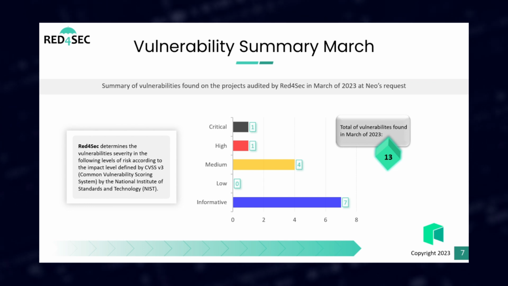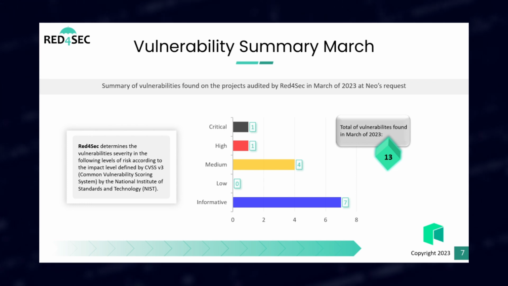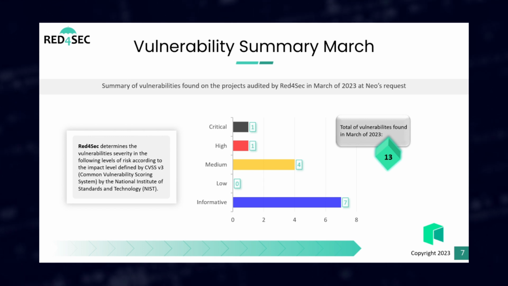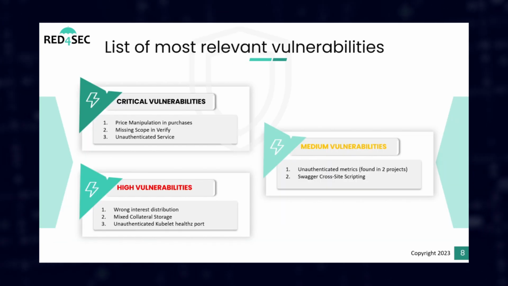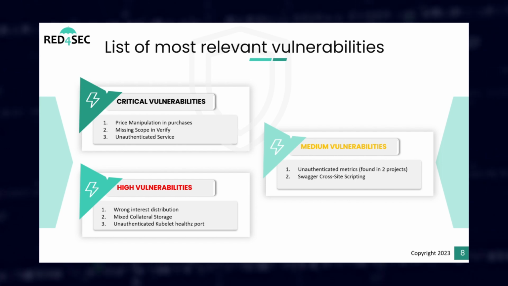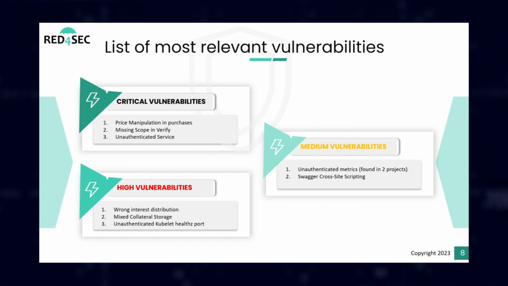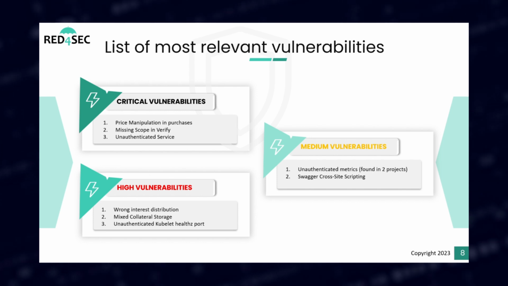During this assessment, 1 critical vulnerability was found and reported, 1 high risk, 4 medium, and 7 informative, for a total of 13 vulnerabilities. Moreover, find a list of the most relevant vulnerabilities found and reported for your reference. It is important to mention that with one of the critical vulnerabilities found this quarter, we were able to take full control of one of the projects. This has been reported to the pertinent team.